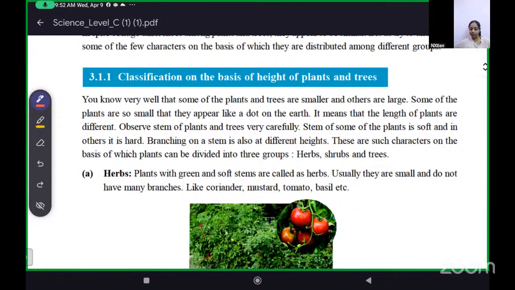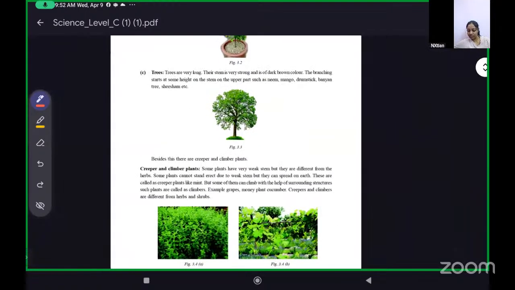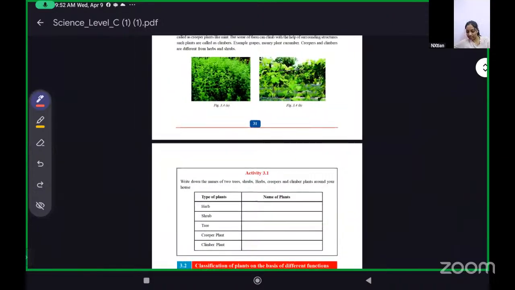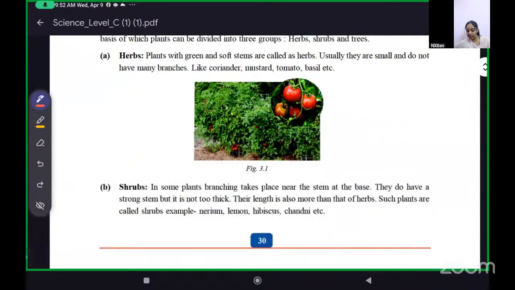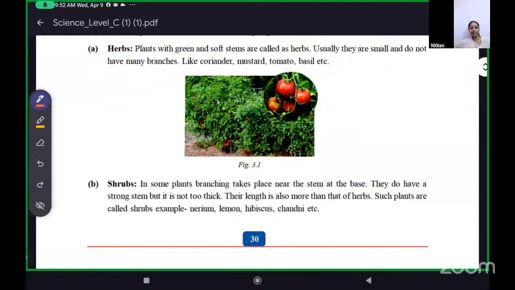What are herbs? They are plants with green and soft stems. They are small and do not have many branches. We have four classifications: herbs, shrubs, trees, and creeper and climber plants. So herbs are very small. They have a very soft stem, and they are usually small and not having many branches. If you've seen coriander, basil, and all of them, they are known as herbs.